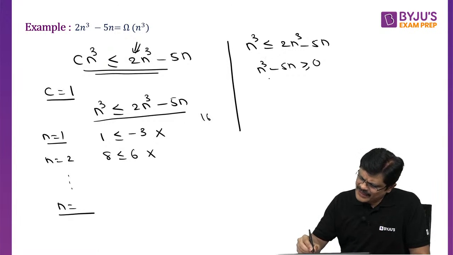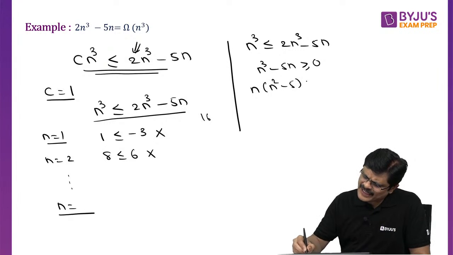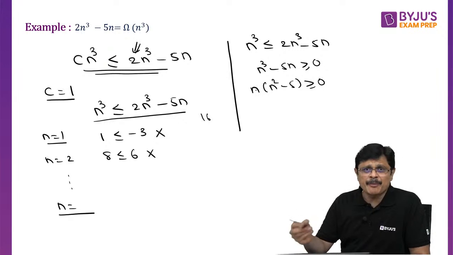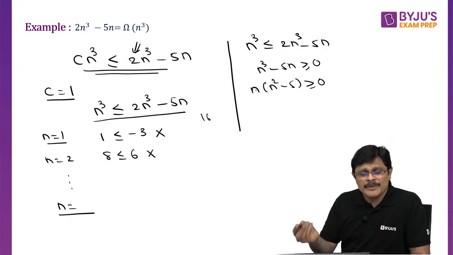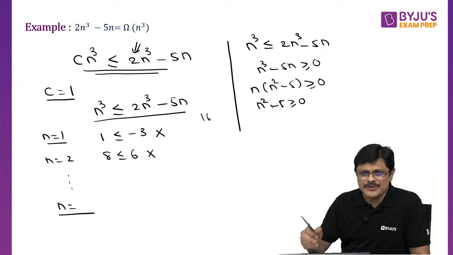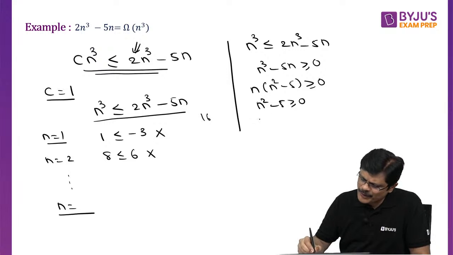Okay. Taking n common, we get n square minus 5 greater than or equal to 0. Because n should be positive, product must be positive means both must be positive or both must be negative. Obviously n is positive, so n square minus 5 must be greater than or equal to 0. Because we want greater than or equal to 0 and n should be positive, that is the idea. So n square is greater than or equal to 5.